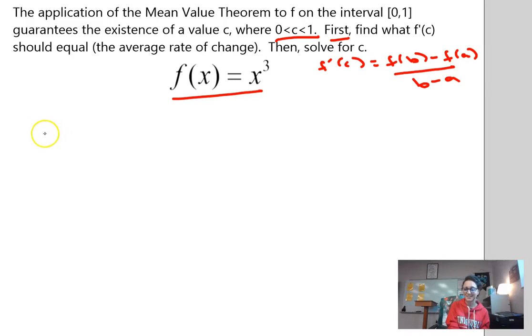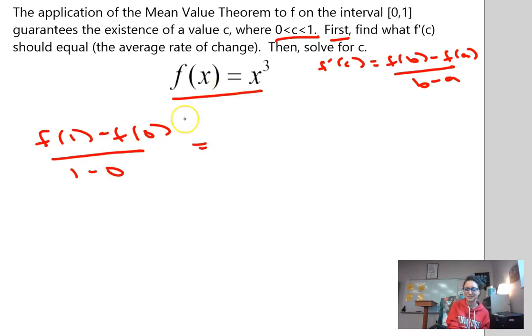So what is b in this case? b is 1, and what is a? a is 0. So I'm going to set it up like this: f of 1 minus f of 0 all over 1 minus 0. And by the way, I should note that f is a polynomial, so it's both continuous and differentiable. All right, f of 1, if I plug it into the original, I get 1 cubed, which is 1, minus f of 0, 0 cubed is 0, all over 1, meaning that the average rate of change is 1. So I have found the right-hand side of MVT.